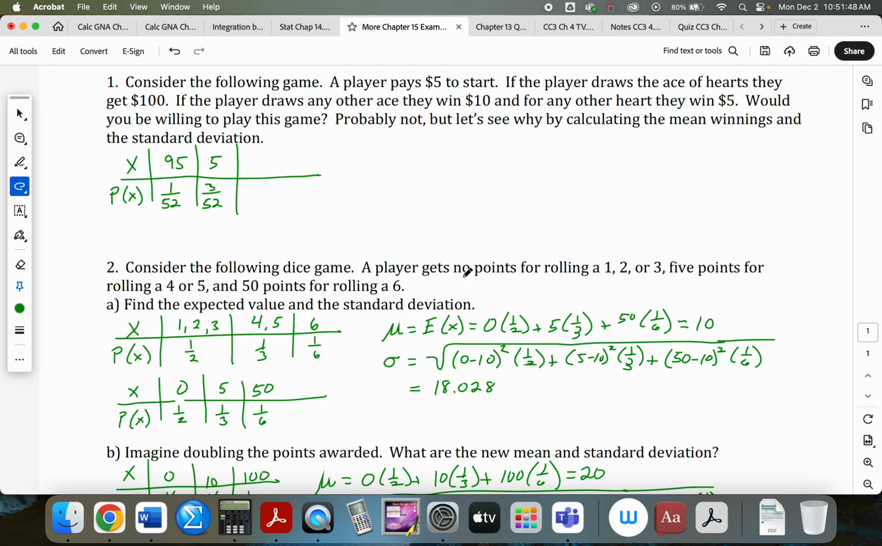If I draw any other heart, they give me $5. What are my net winnings? 0. And that's what people don't think about on this. They're like, I won $5. How much did you pay to play the game? $5. You're an idiot. So what's that probability? 12 out of 52. There are 12 hearts that are not aces.